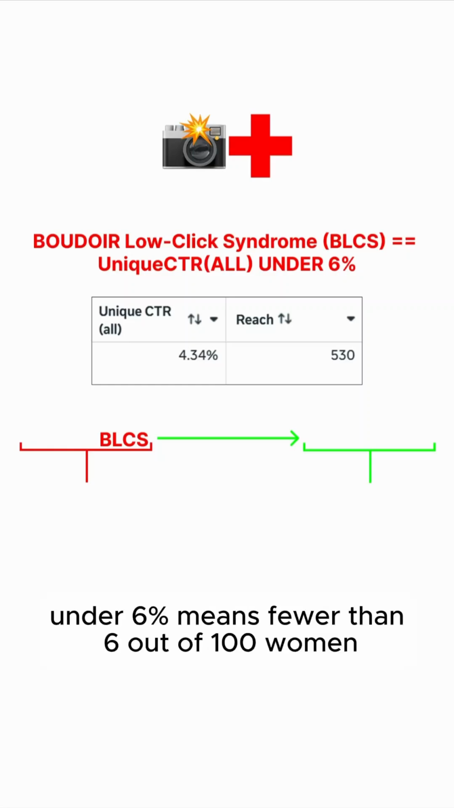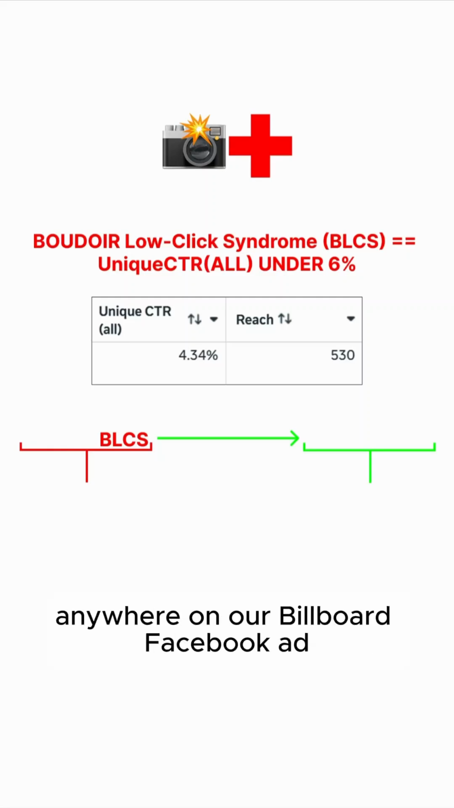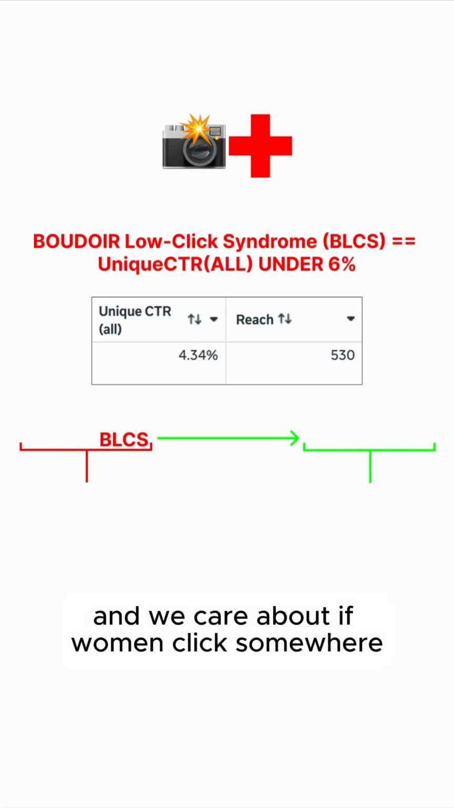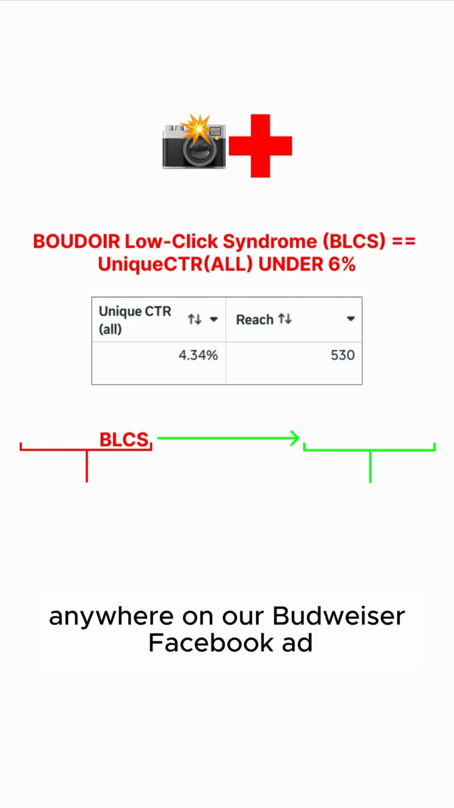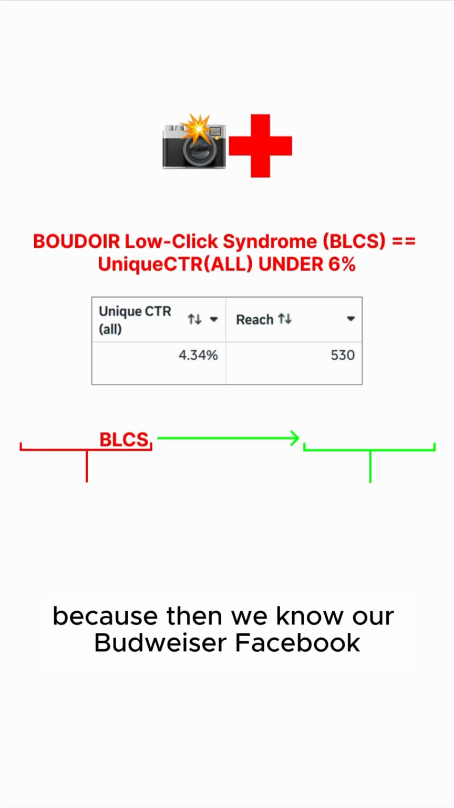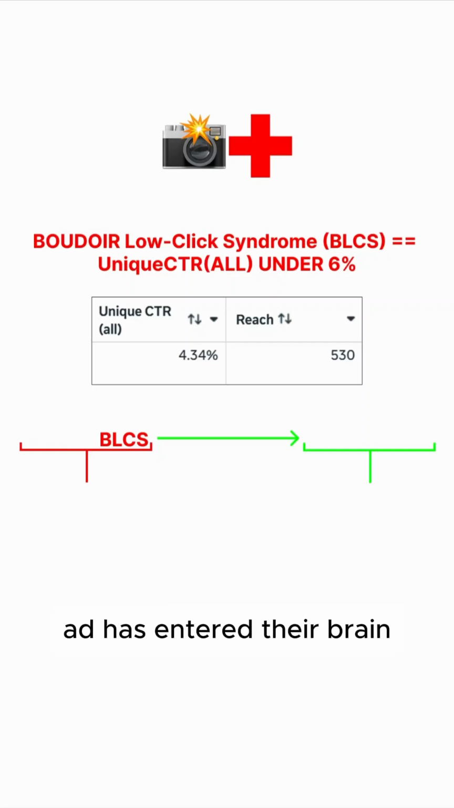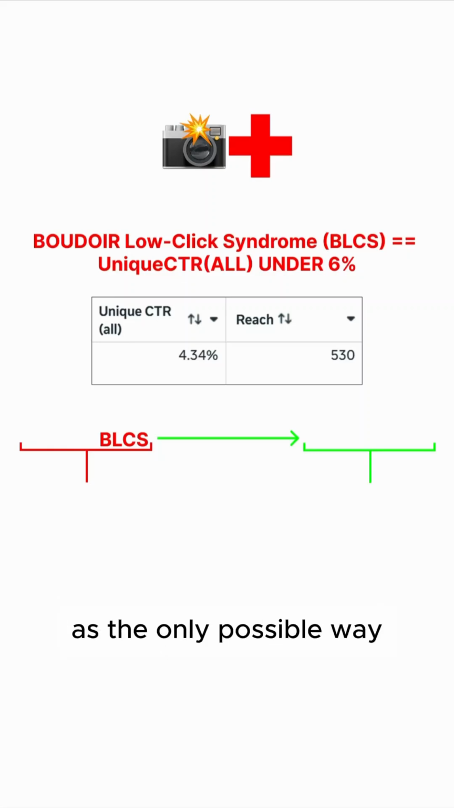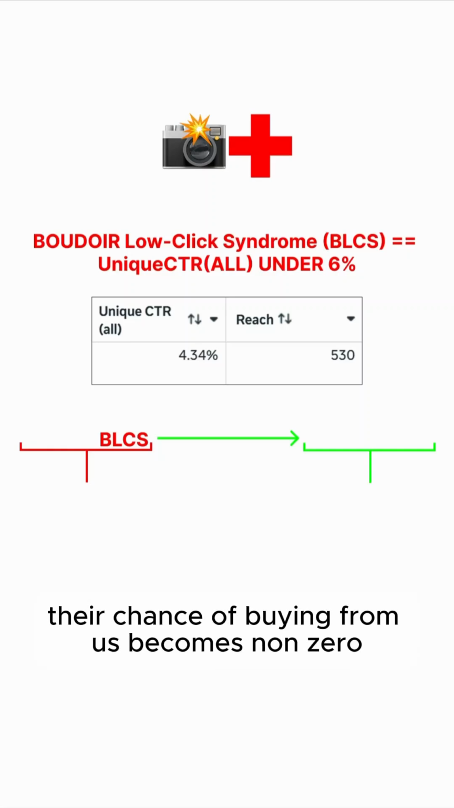Unique CTR under 6% means fewer than 6 out of 100 women are clicking somewhere, anywhere on our Boudoir Facebook ad. Basically, it's the number of non-scroller buyers. And we care if women click somewhere, anywhere on our ad, because then we know our ad has entered their brain. And we care about that because that is the only possible way their chance of buying from us becomes non-zero.